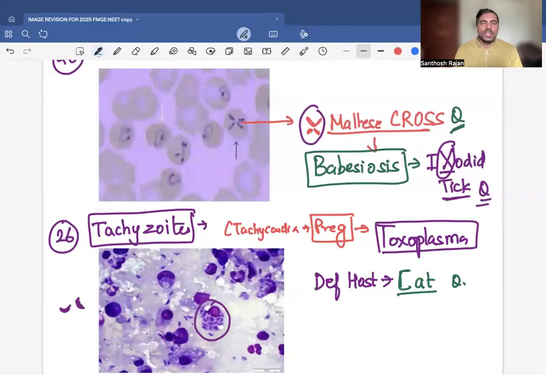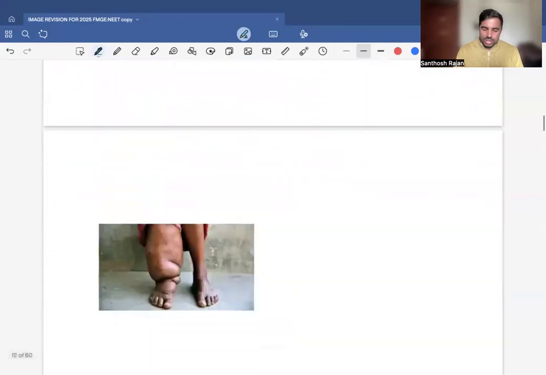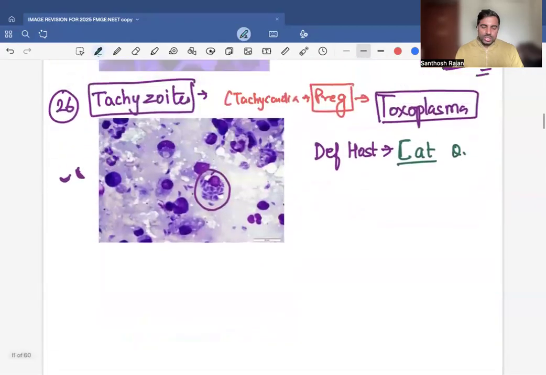And the Sabin-Feldman dye test you can do. Another thing, not right here, but you'll know it. Basically, Sabin dye test, Toxoplasma, congenital toxoplasmosis disease and all. That's all. The picture-wise, these are the important things. Now, next one is your.